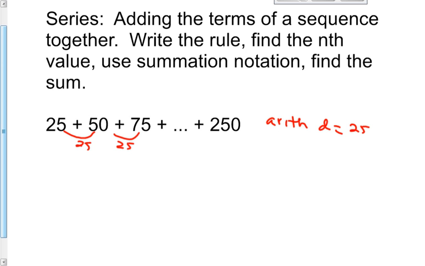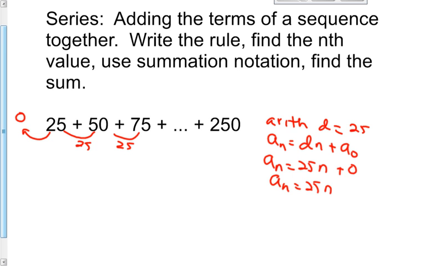And remember, with an arithmetic sequence, we have to go backwards and see what term we actually started with. So if I follow the rule, instead of going up by 25, we'll go backwards 25. This thing started at 0. So our a sub 0 term is 0. Our formula, a sub n equals dn plus a sub 0. Common difference is 25. And we started this at 0. So it's just a sub n equals 25n. So that answers the first part, write the rule.